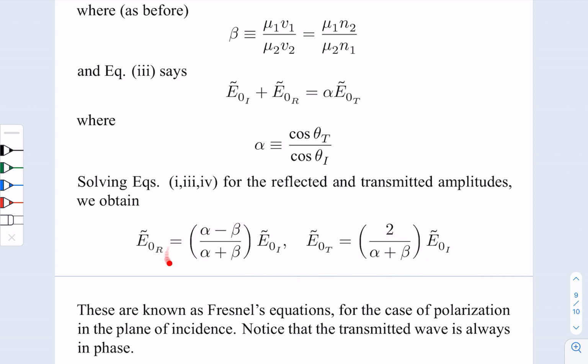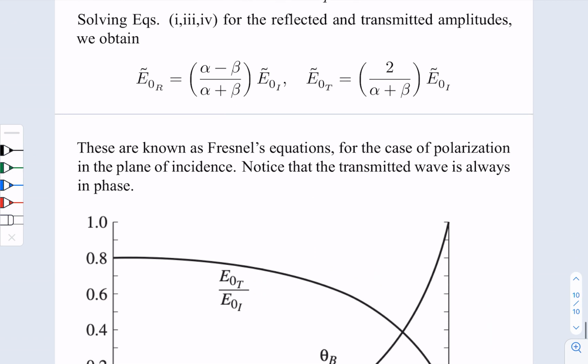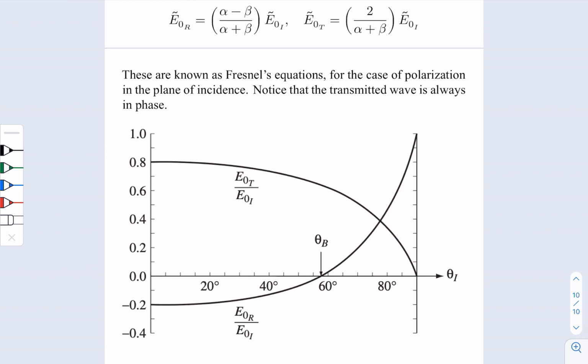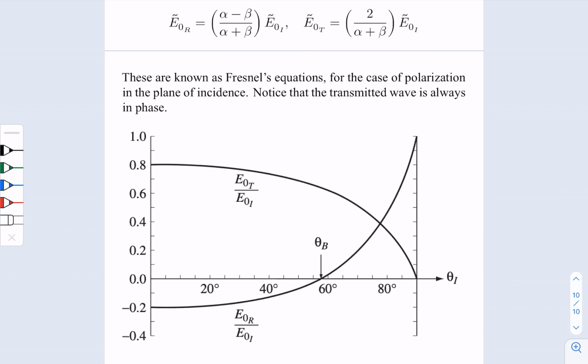So these equations are actually extremely powerful, and tell you much more than the traditional geometrical optics. If you plot all these solutions, you can actually see how the ratio of the electric field depends on your incident angle.